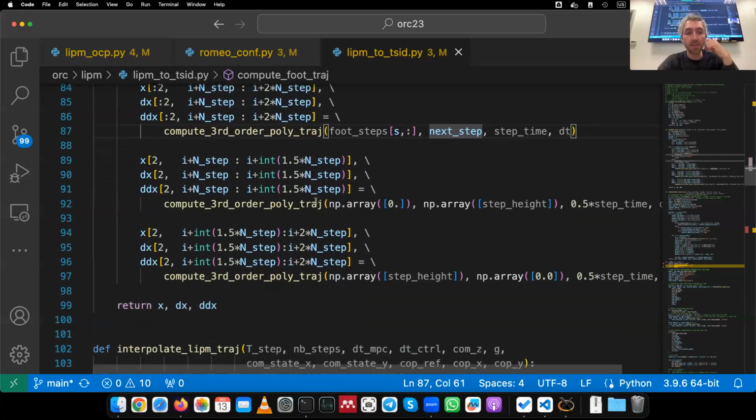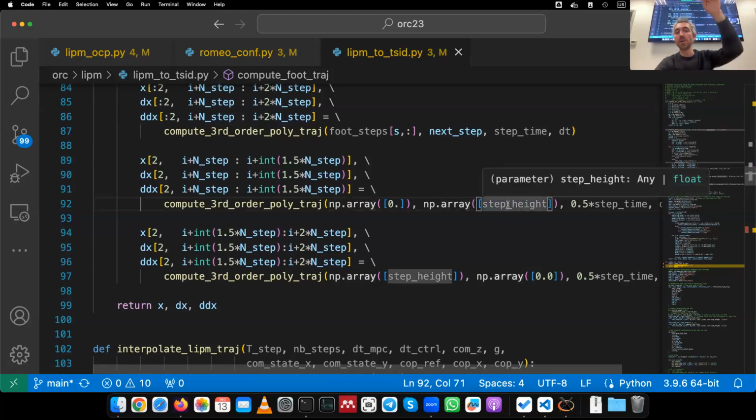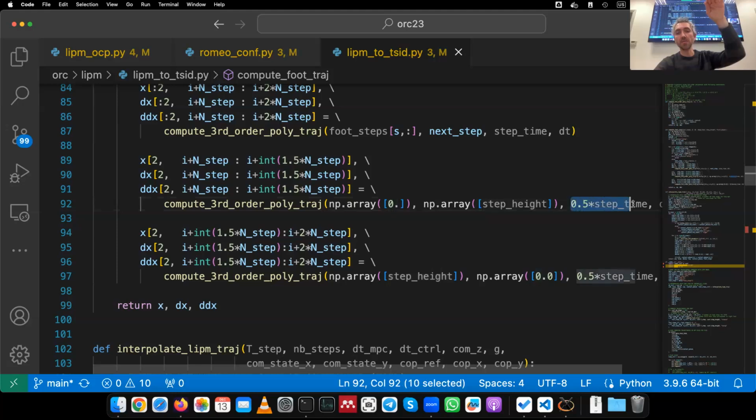For the direction Z instead, what we are doing is that we always start from 0. We reach the desired step height using half of the time of a footstep. And then for the second half, we start with the desired step height and we reach 0 using again half of the step time. So exactly what I described a moment ago.